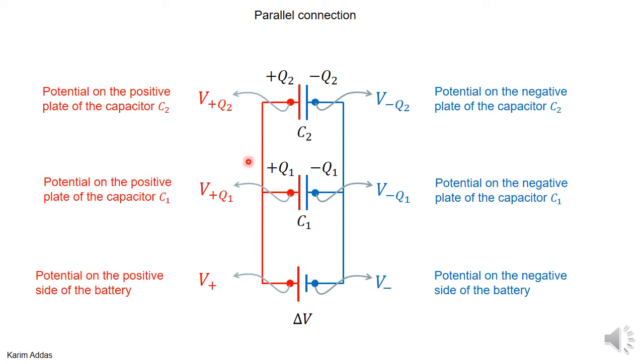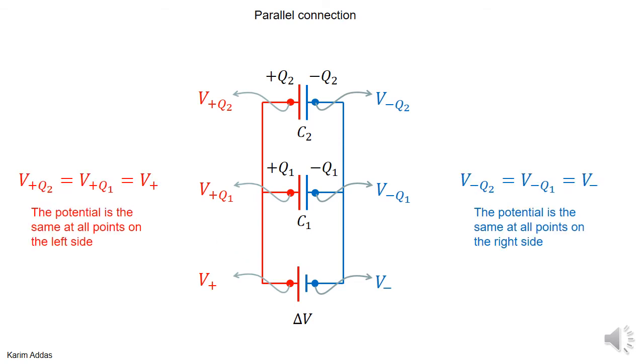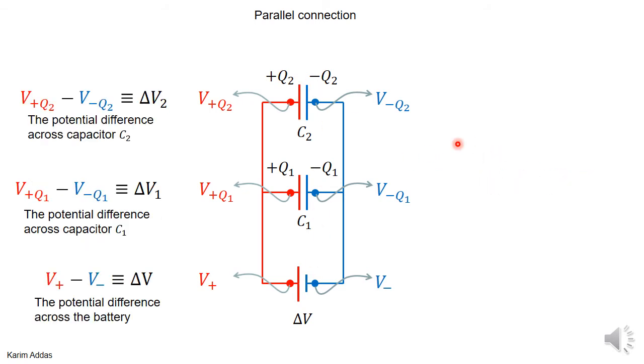So what's the relationship between all these potentials? As we just mentioned, all the points on the left have the same value of potential. So the potential here is the same as the potential here is the same as the potential here. And all the points on the right, on the blue side, have the same potential. If we define the potential difference across capacitor 2 to be the potential here minus the potential here, the potential difference across capacitor 1 to be the potential here minus the potential here, and the potential difference of the battery to be the potential here minus the potential here, then what's the relationship between these potential differences?